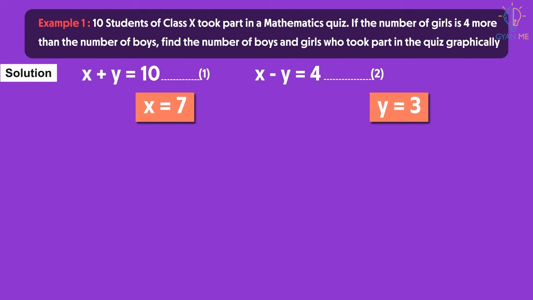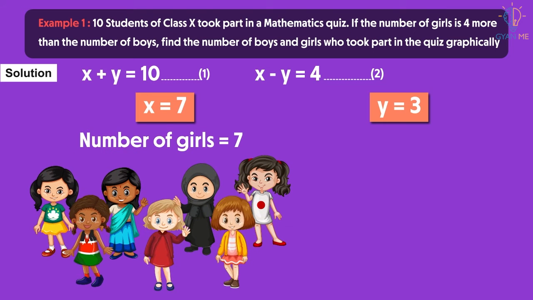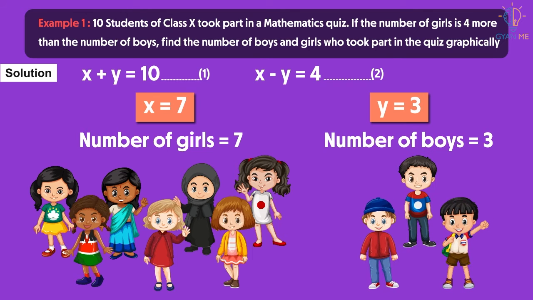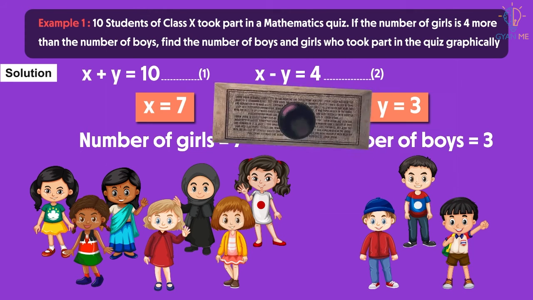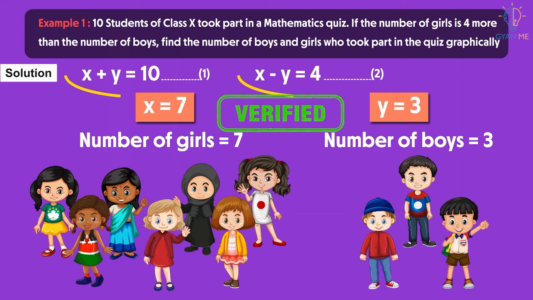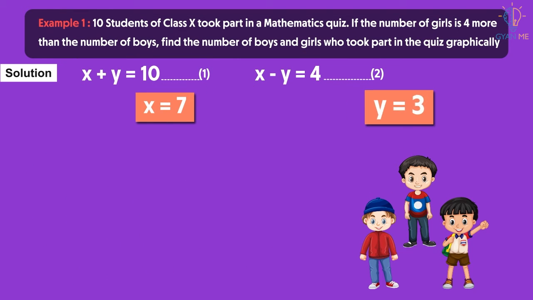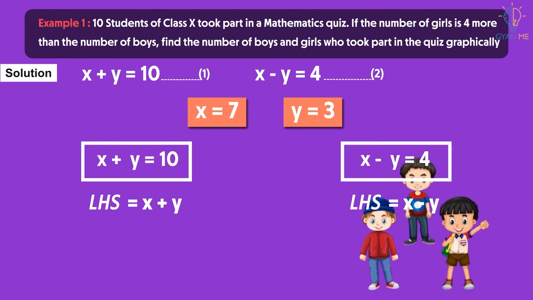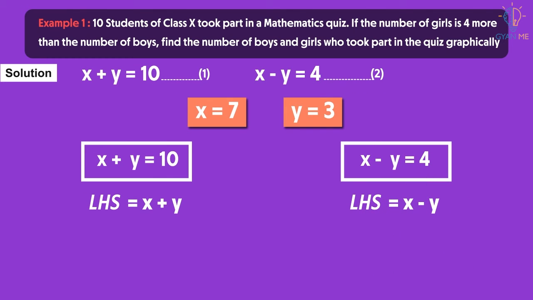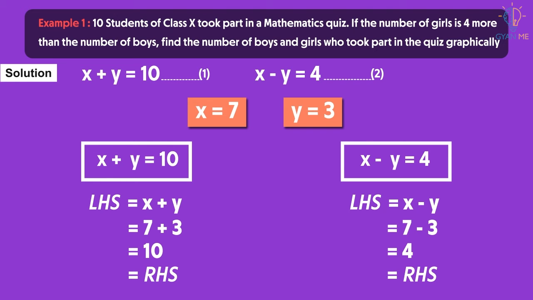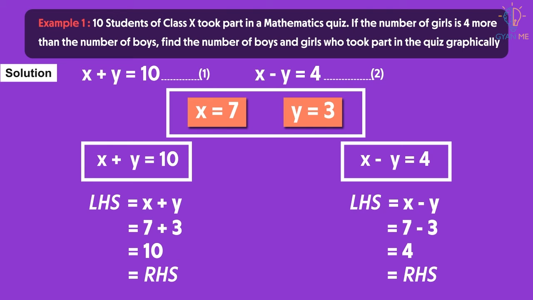That is, the number of girls taking part in mathematics quiz are 7 and number of boys taking part are 3, respectively. We can also verify this by putting them back in the equation. Substitute x equal to 7 and y equal to 3 on the left-hand side of the equations and solve them further. We find that RHS becomes equal to LHS. So we can say that values of x and y satisfy our equations and are required solutions.